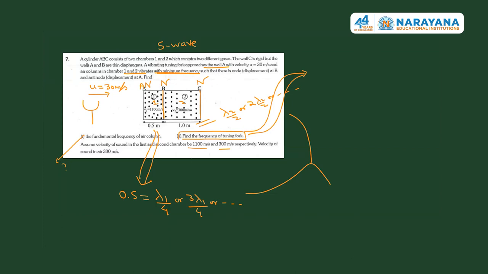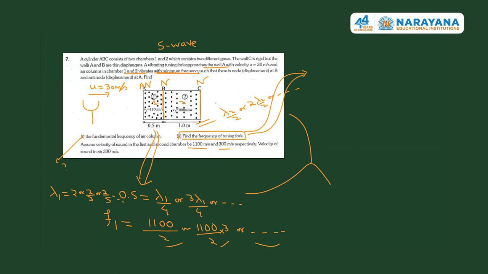Right. So indirectly, the frequencies which are possible here, F1 possible values, depend on lambda 1 possible values. So they are coming out as 2 or 2 by 3, 2 by 5, so on and so forth. These are the possible lambdas. And frequency: V1 is given as 1100 by possible lambda. So 1100 by 2, 1100 by 2 by 3, or so on and so forth. You understand. So these are the multiples which are possible for F1.